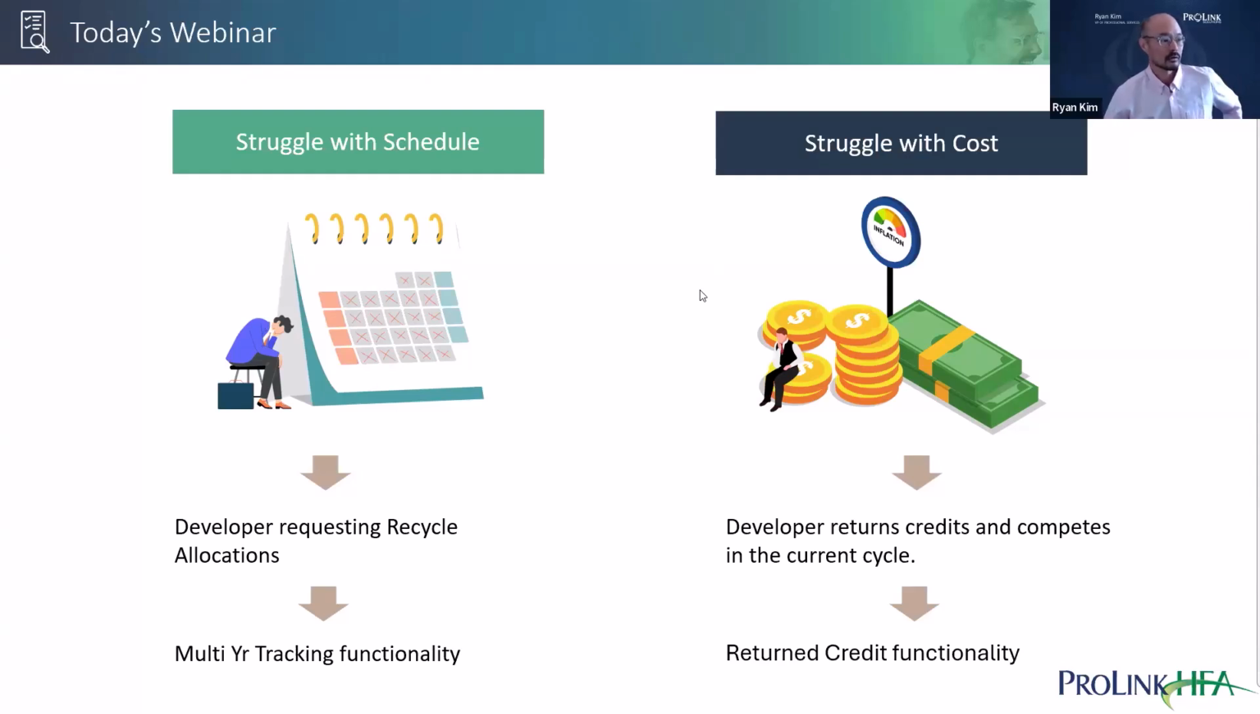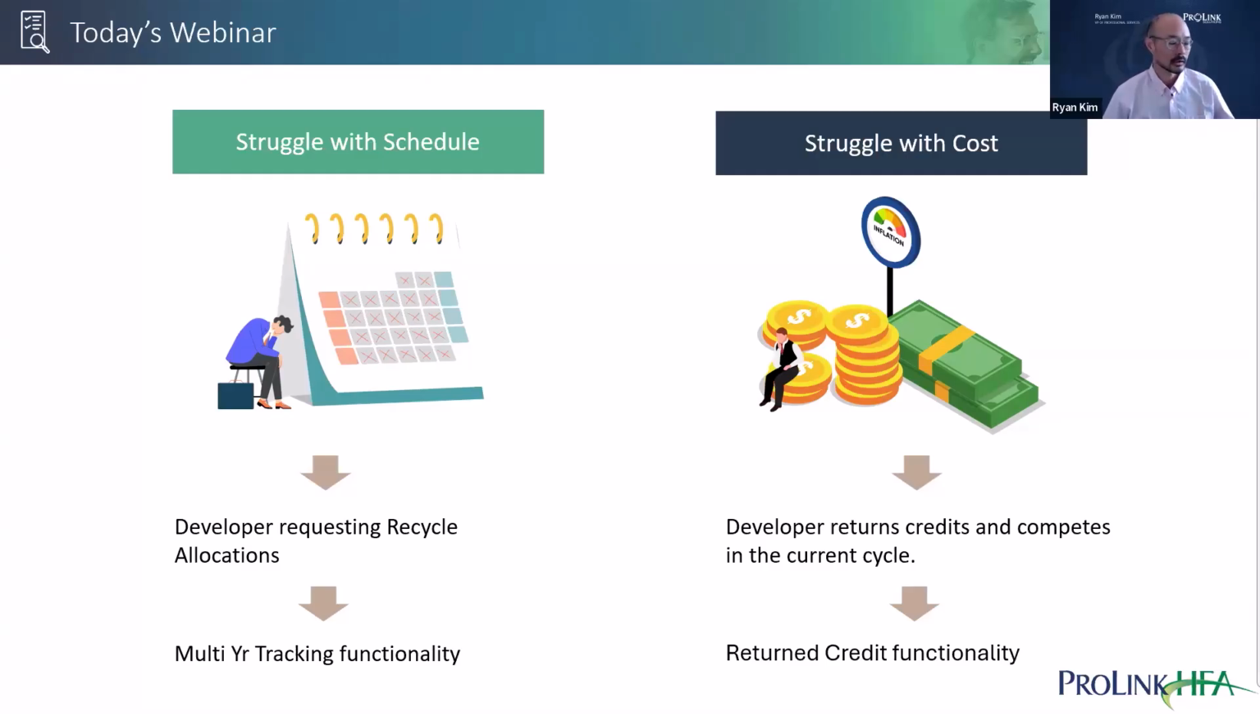On the left column is struggle with schedule. This is a simpler scenario, related to schedule delay on these projects. This is a case where there's no change in credit amount itself. Developers are not looking for more credits from you, but they just cannot meet the timeline that was established in the carryover allocation. They just need more time. The reason could be something legitimate, such as COVID or a major natural disaster. Those could be reasons for time delay.